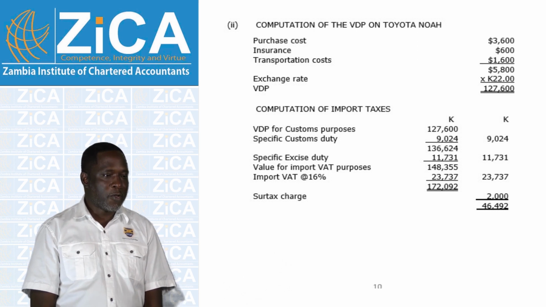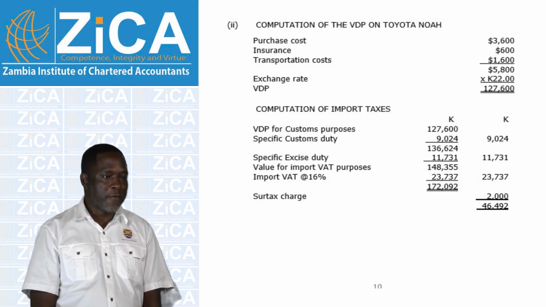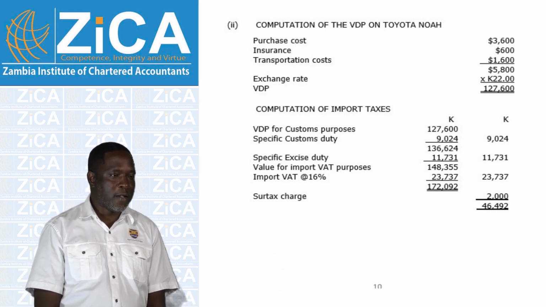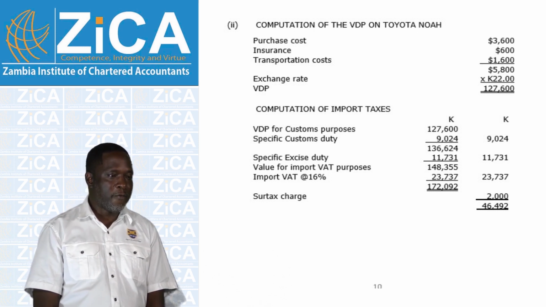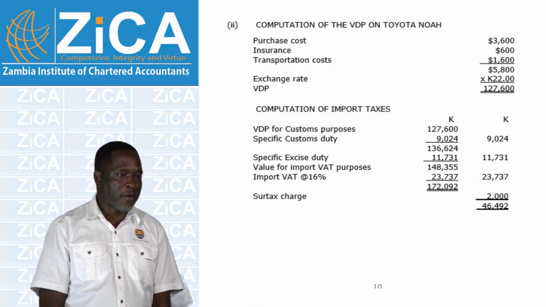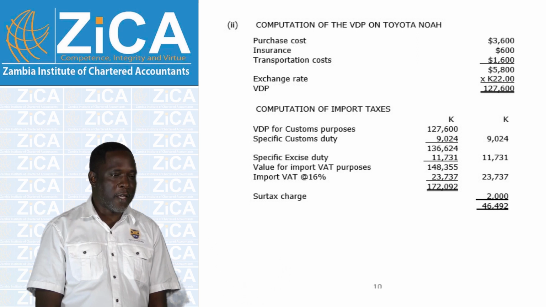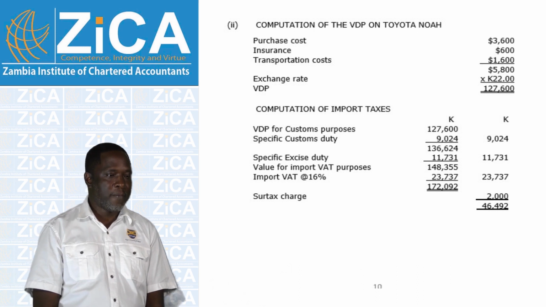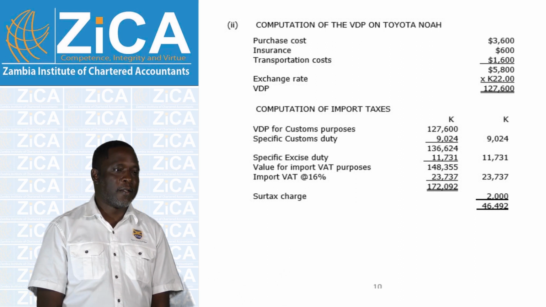Then secondly, we also picked from the table the specific excise duty, and it was 11,731. When we add the 11,731 to 136,624, it gives us the value of 148,355, which we must use to compute the import VAT. So 16% of 148,355 gives us 23,737 as the import VAT arising.